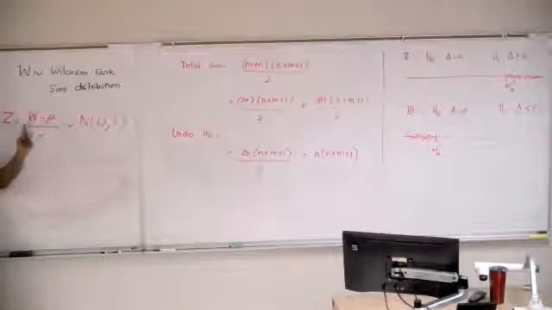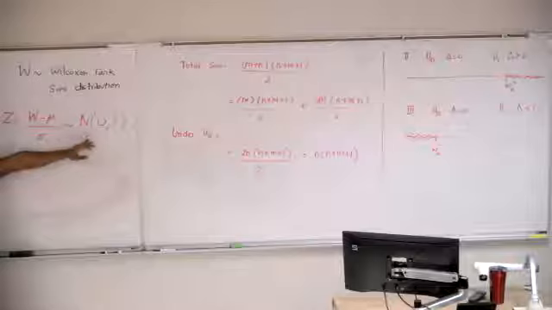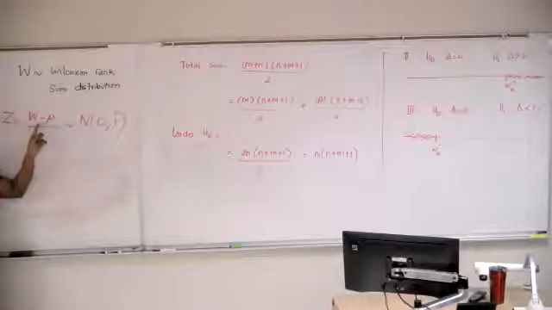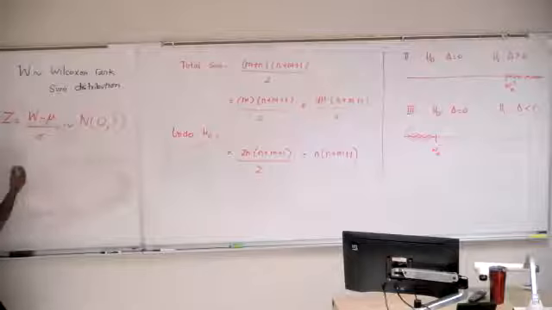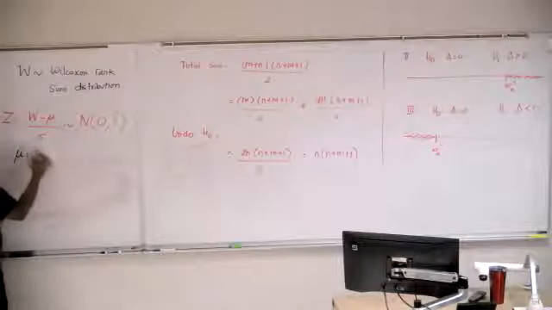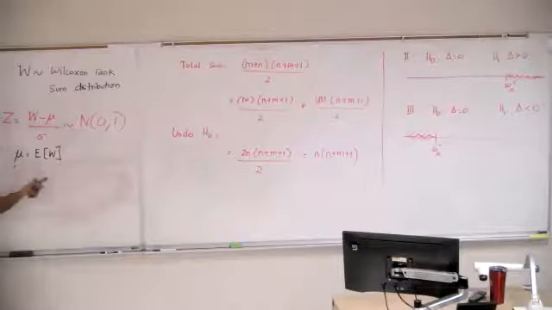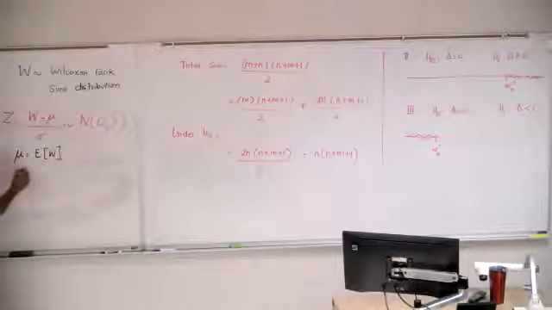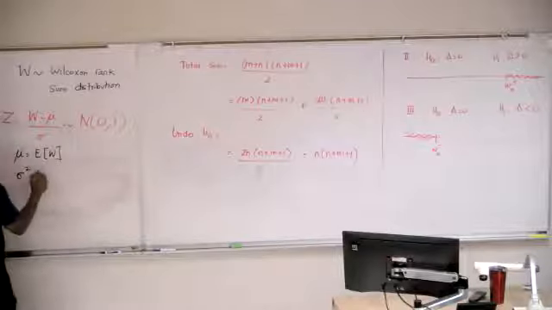So W minus mu divided by sigma will be a normal distribution in a large sample sense. But we have to subtract the mean of W, in other words, the expectation of W, the theoretical mean of W, mu. And the variance of W.